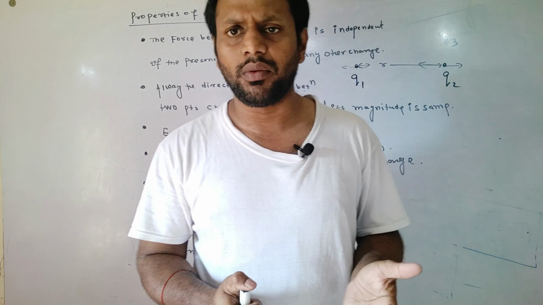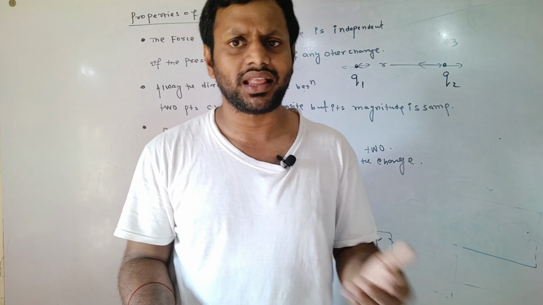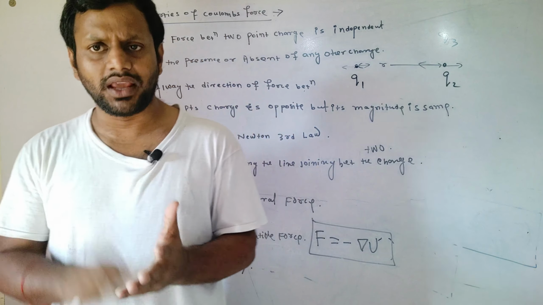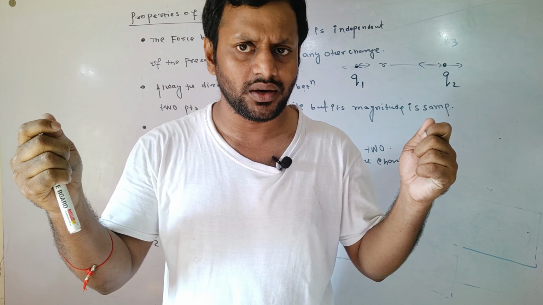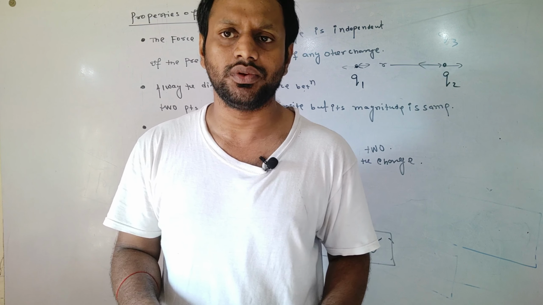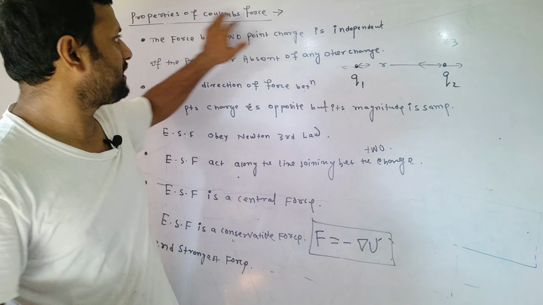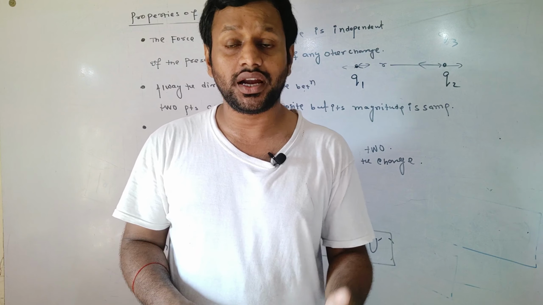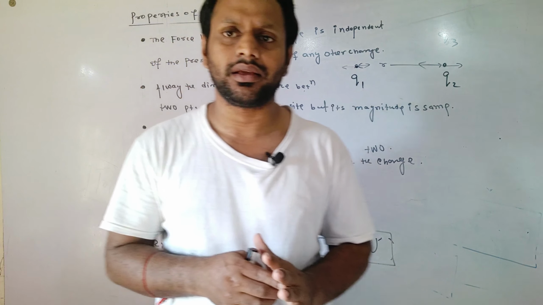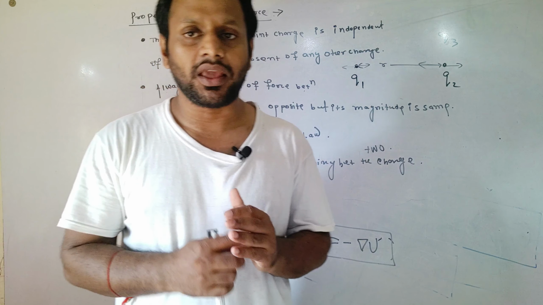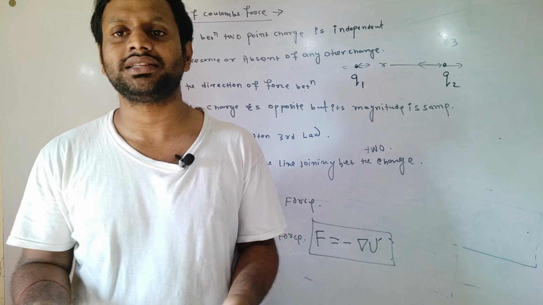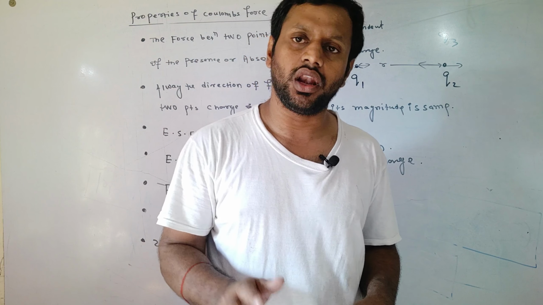Also, Coulomb's law is applicable for static charges. It is not applicable for moving charges. We can make that another point. Coulomb's law is applicable for static charges, for point charges, and if the distance between two charges is more than 1 Fermi. If the distance is less than 1 Fermi, Coulomb's law is not applicable. So these are the three limitations of Coulomb's law. This is all about Coulomb's law.